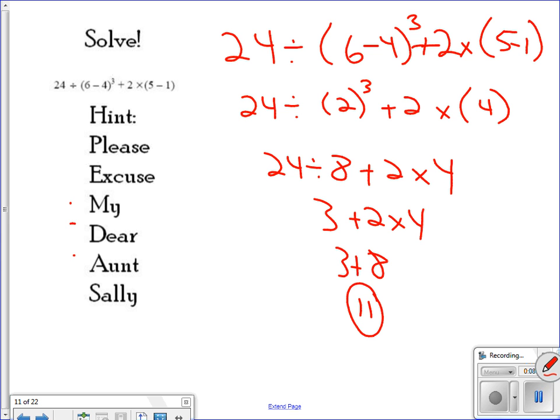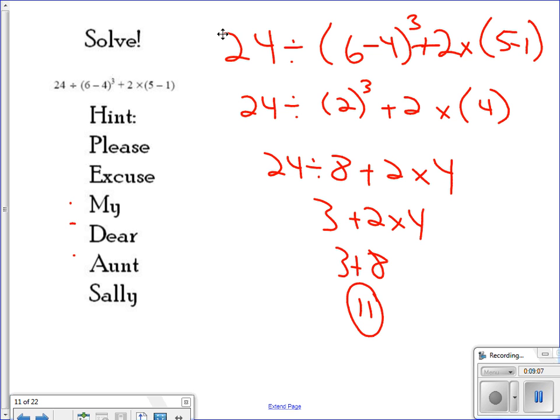Okay, we're going to be doing a lot more practice with this tomorrow, but remember, please excuse my dear Aunt Sally. As long as you remember what please excuse my dear Aunt Sally is, and what PEMDAS is, this process is easy. All you're doing is adding, subtracting, multiplying, and dividing.